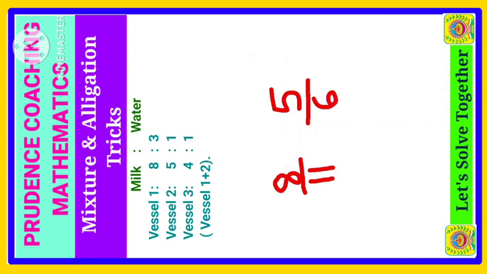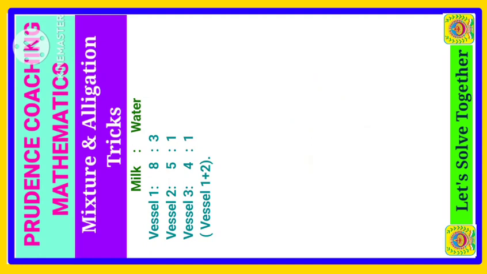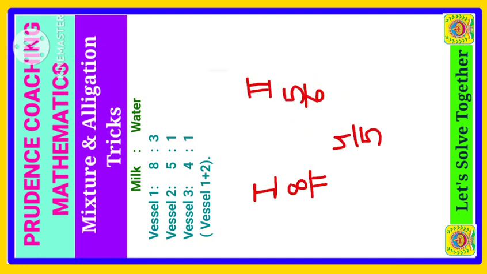From this, a third vessel is filled, that is in the ratio 4:1. That means milk is 4 out of what? 5, that is 4 plus 1, 5. Now let's find out the quantity of mixture taken from vessel 1 and vessel 2 to keep in vessel 3. So how are you going to do it? First you need to find the difference of these two.